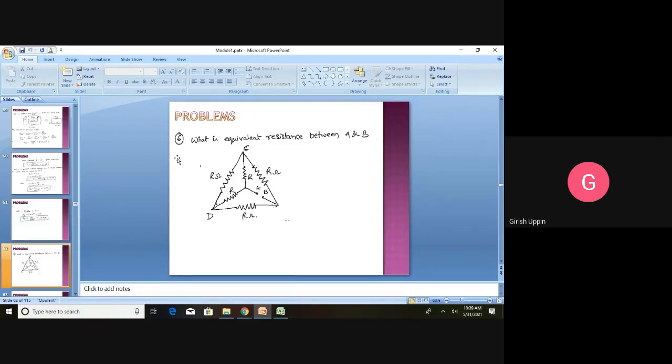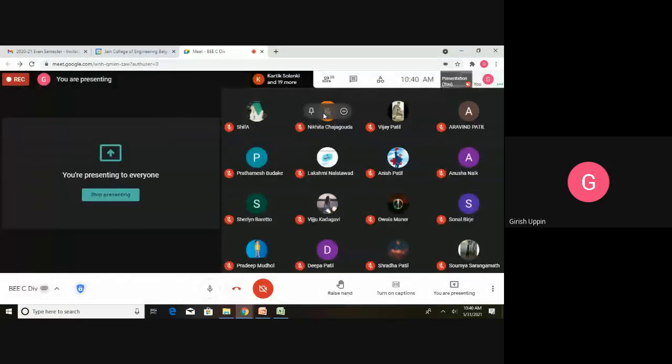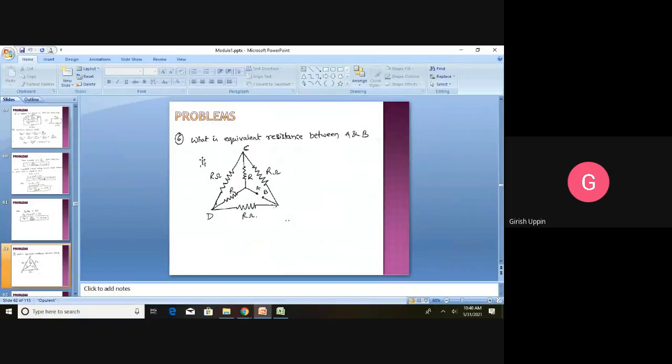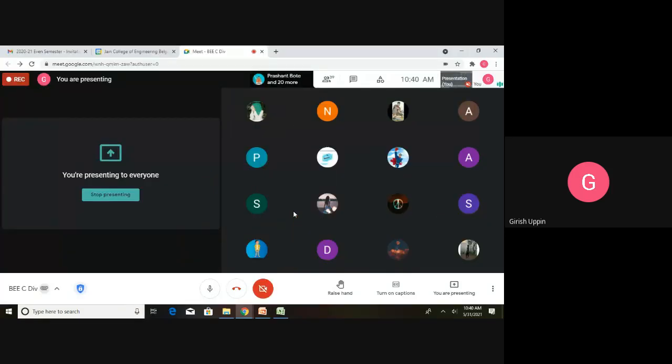This is node A. If you pull this node on this side, node A, then there is one resistor, one more resistor, and one more resistor. Then we have this resistor and this resistor, and this point is B. Can anybody identify whether these are connected in series or parallel? Any ideas? Are you able to solve this? Anybody solving this?